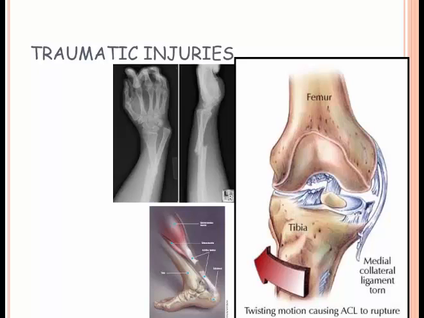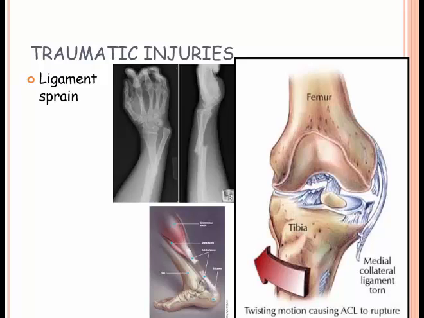Now let's examine traumatic injuries, another category of common musculoskeletal injuries. First, a ligament sprain. A ligament is connective tissue that connects bone to bone and supports your joints. The mechanism of injury for a ligament sprain is a traumatic incident that overstretches or tears the ligament. This causes pain and instability at the joint.